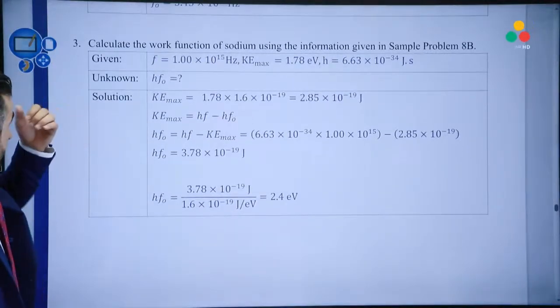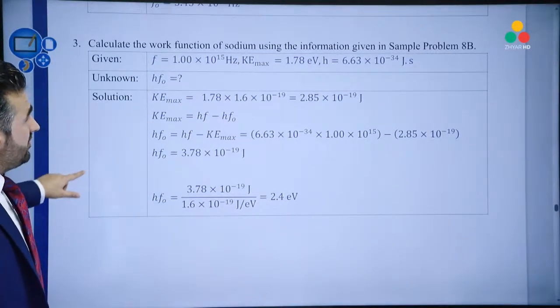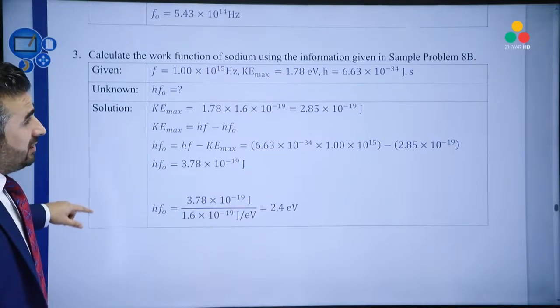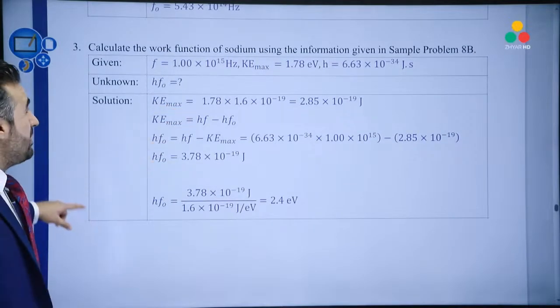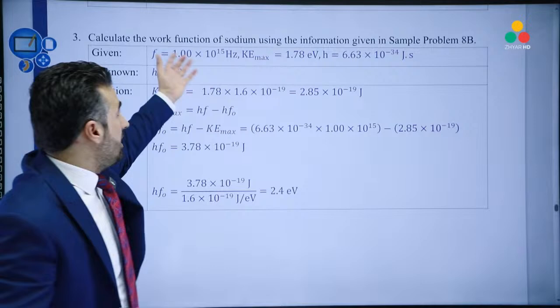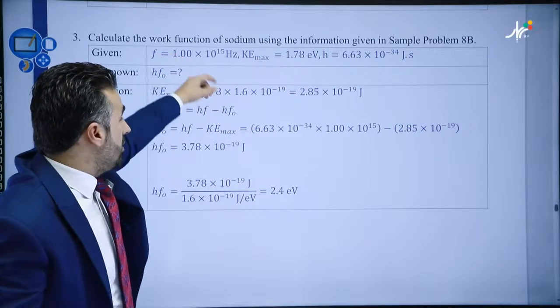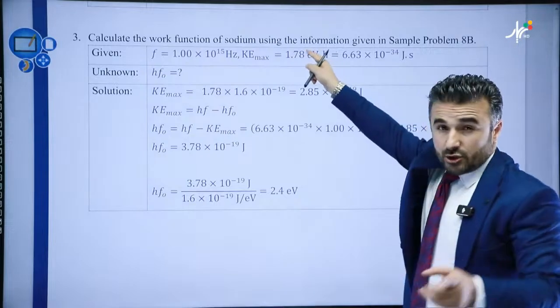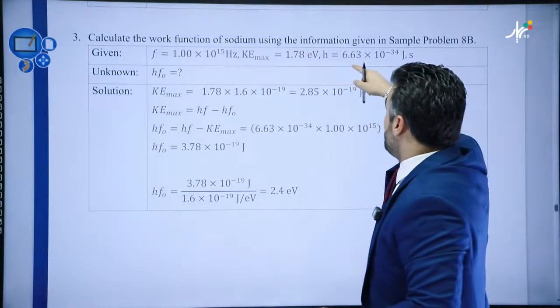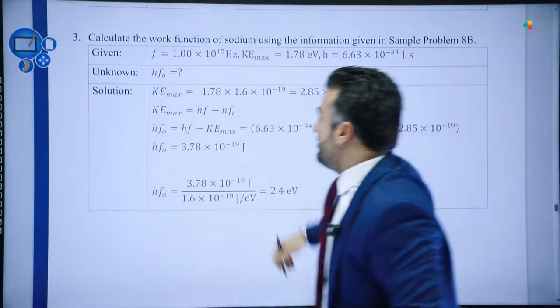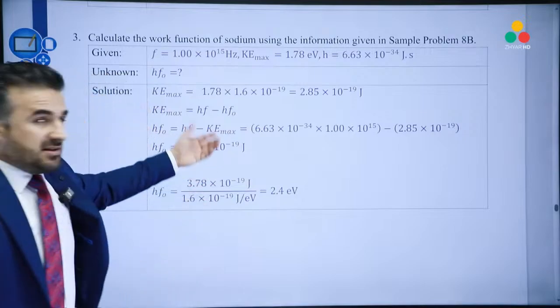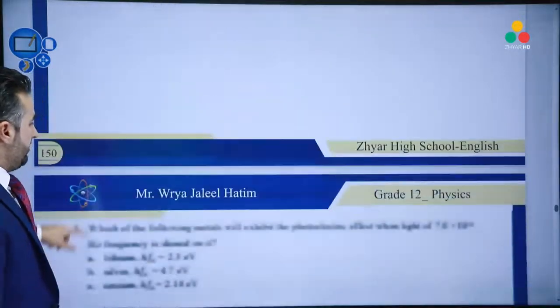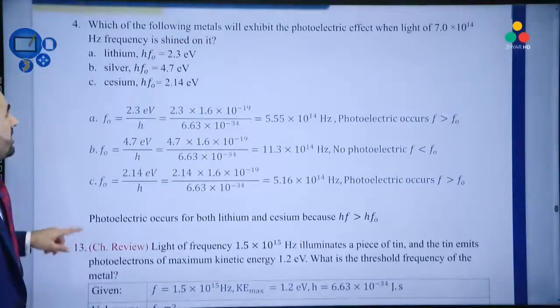All right, now another question here says, calculate the work function of sodium using the information given in sample problem 8b. So if these are the information given here, that is the frequency of incident photon, that is maximum kinetic energy in electron volt, don't forget you'll have to convert, and then Planck's constant at this much, can you find the threshold frequency? That is the same as the other question, nothing much of a big deal.